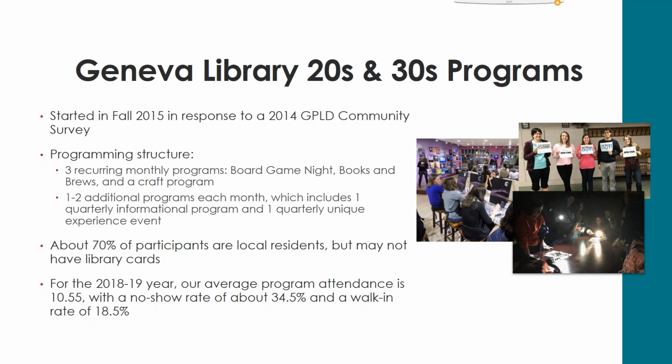So in fall of 2015, we started a schedule of 20s and 30s programming. Right now, as it's developed over time, we do 3 monthly programs. We do board game night, we do a book club called Books and Brews, and we do a monthly craft program. The craft program has been really fun to watch grow, particularly because it has now become a sort of informal date night for many couples. So you never know who it is that might come into your program. That was a total surprise to me.